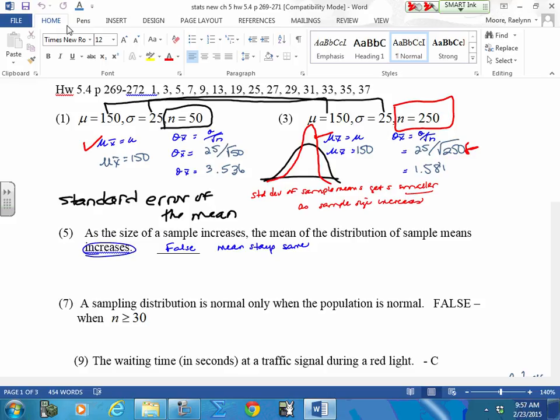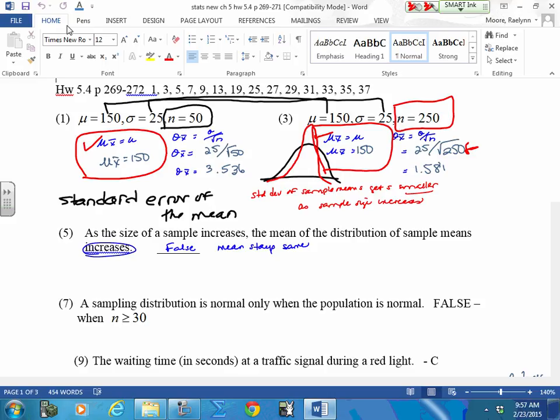As your sample size increases, the mean of the distribution increases. This is false. The mean stays exactly the same. It has no effect on your mean. If you don't have these down, I suggest you write them.